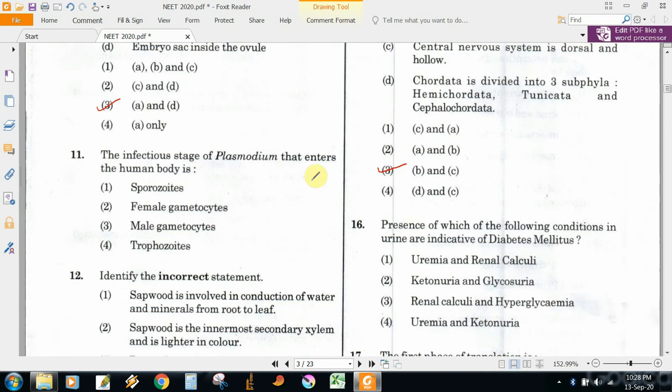The infectious stage of Plasmodium that enters the human body is sporozoite. Yes, that is the infective stage of Plasmodium, and it is the one that actually enters into the human body. Now, here another question. Presence of which of the following conditions in urine are indicative of diabetes mellitus? So, uremia and renal calculi. Second is ketonuria and glycosuria. Yes, it is the indication. Presence of ketonic bodies and glucose in the urine is an indication that the person is suffering from diabetes mellitus.